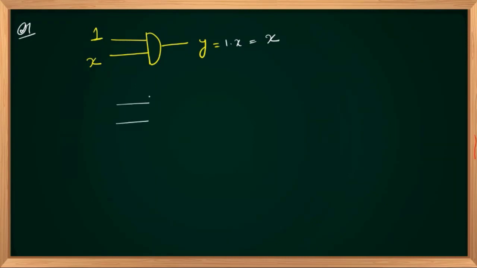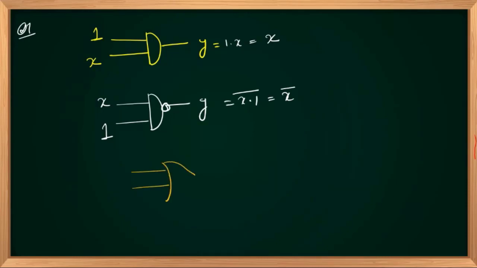Same question with NAND gate, X and 1. What is your answer? Y equal to NAND gate. It is X dot 1, the whole complement, correct? X dot 1 whole complement, that's equal to X complement, right? Very simple. You need not copy the questions, okay? Directly look at the question and tell me the answer.